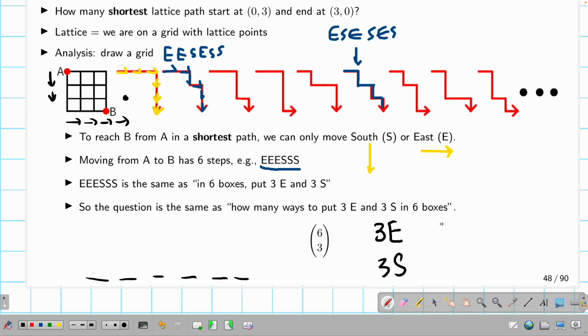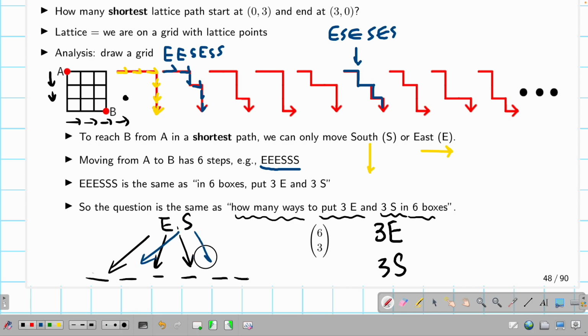No other choices. You cannot say I move 1 E and then 5 S's. No, this is not allowed. You are only allowed to select 3 east and 3 south. So the question is the same as, how many ways can you put 3 E's and 3 S's in 6 boxes? So that means I now have E and S. I am only allowed to point 3 arrows of E among the 6 boxes, and I'm also only allowed to put 3 arrows of S into the remaining boxes. So that is 6 choose 3.